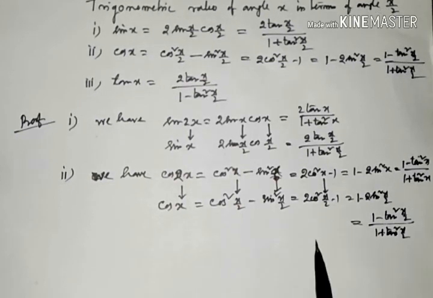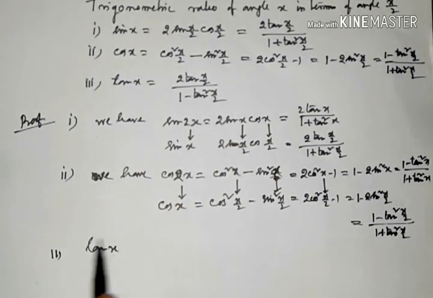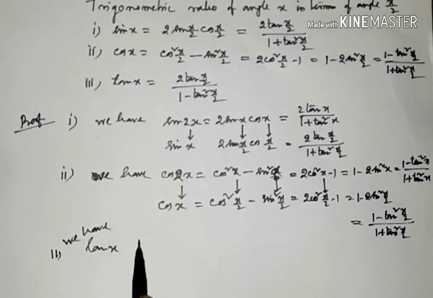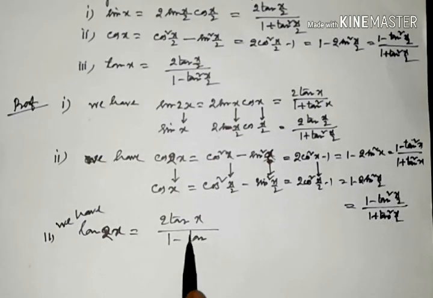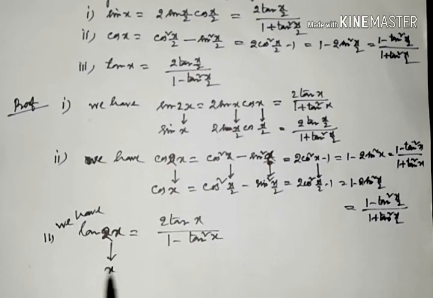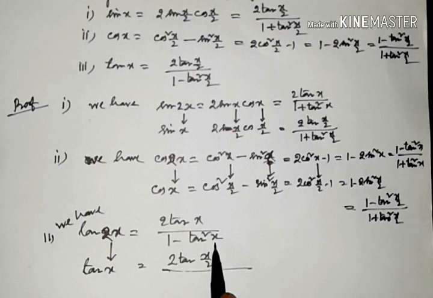Third one, that is tan x. We have got already tan twice x is equal to 2 tan x by (1 minus tan square x). Now if we place this as x, then this x will be converted to x by 2. This x will also be converted to x by 2, so we get 2 tan x by 2 by (1 minus tan square x by 2).